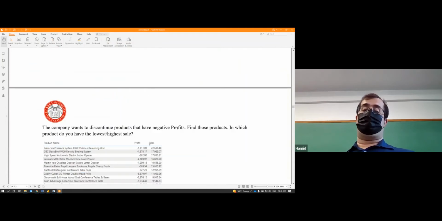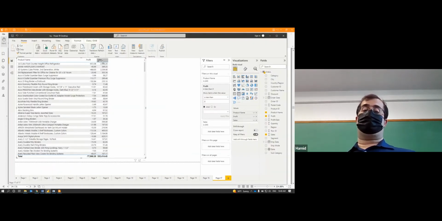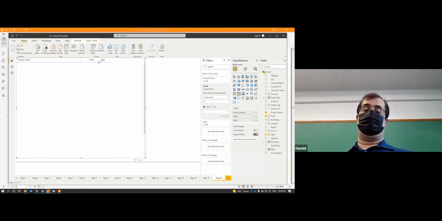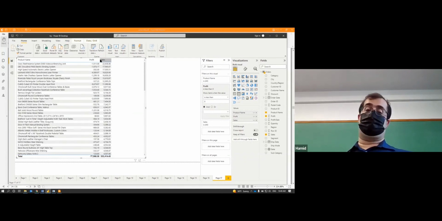Look at the second part of the challenge. Which one has the highest and lowest sale? You can take your mouse over sale, and you see there is a black arrow key under the sales title. You just click on it, and you can sort them either ascendingly or descendingly.